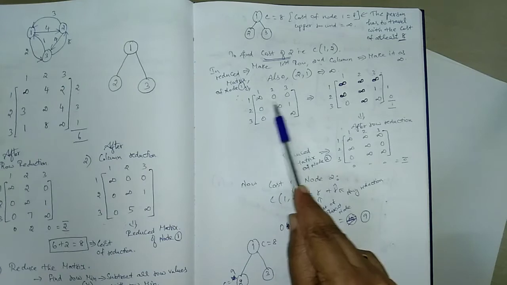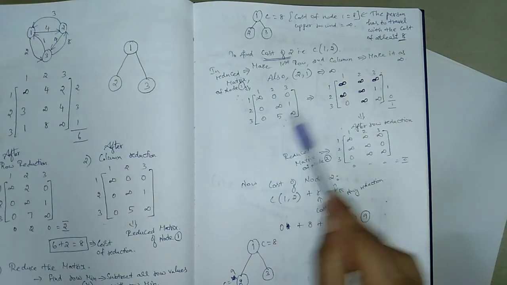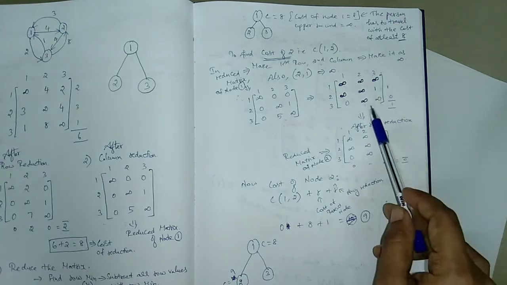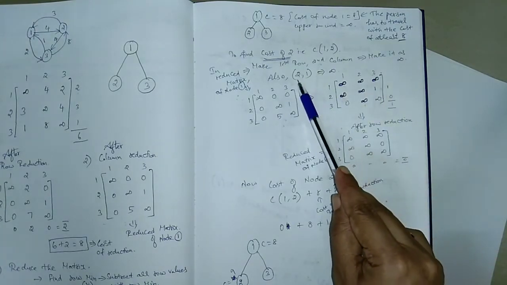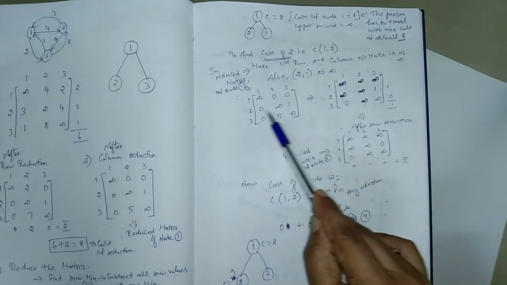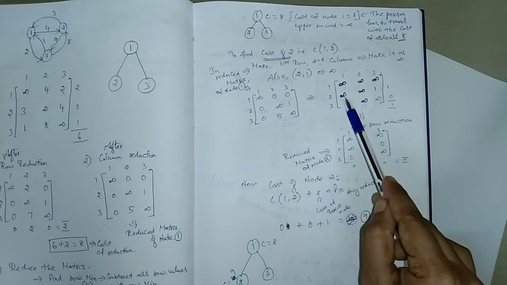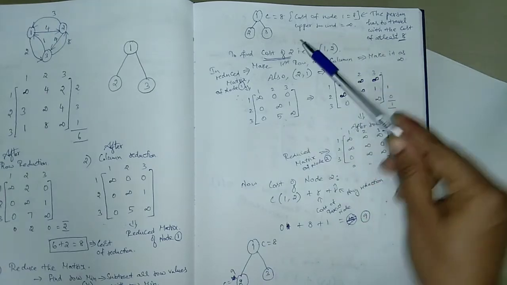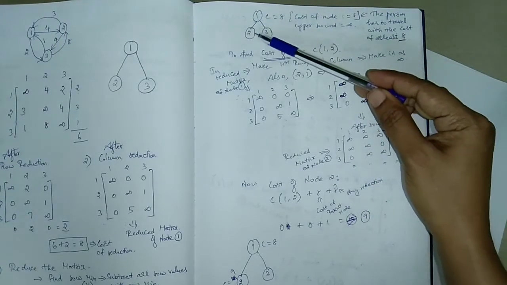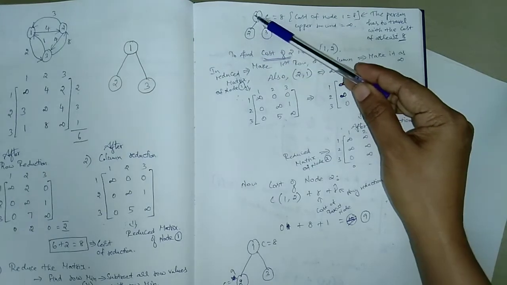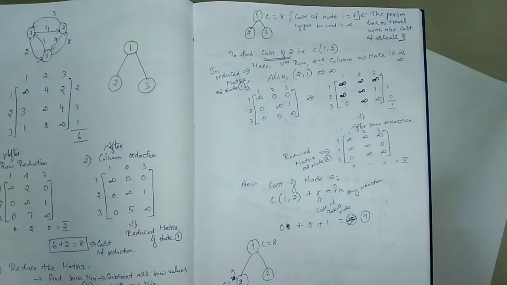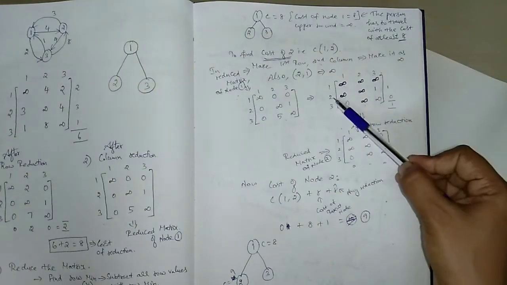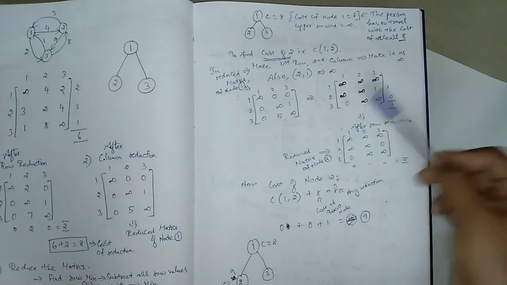So first row and second column are all made infinity, and in addition to that we have to make 2 comma 1 infinity. So 2 comma 1 is also made infinity. This is because I am traveling from city 1 to city 2, and if it is 2 to 1, it makes a subtour. So in the traveling salesman problem, a subtour is not permitted. So we make 2 comma 1 also infinity.